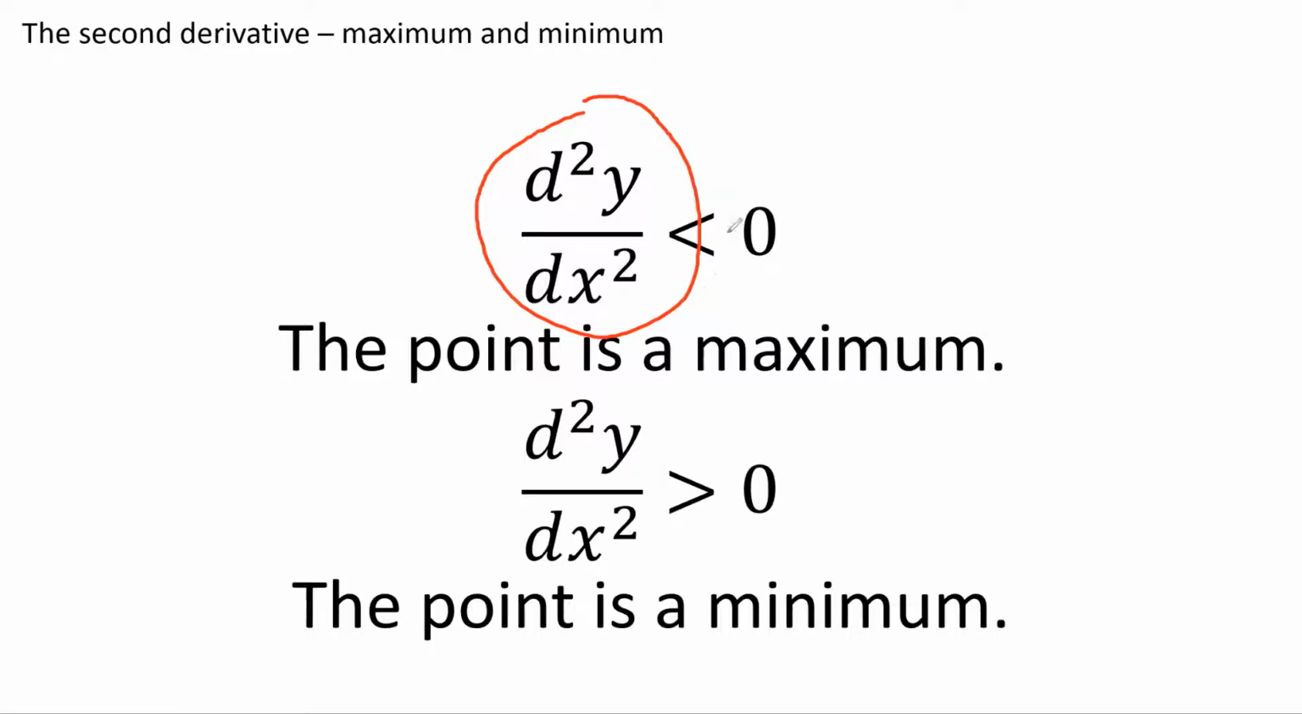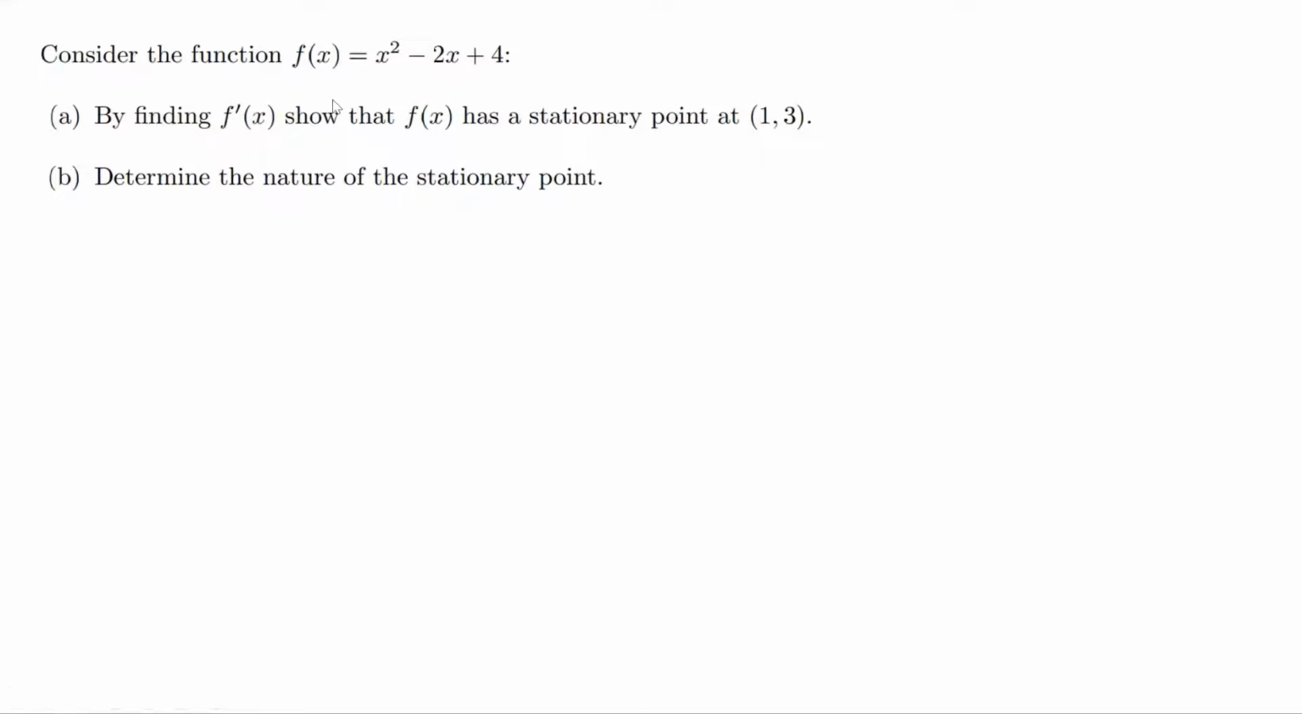And when this is smaller than 0, the point is at a maximum. When the second derivative is bigger than 0, the point is at a minimum. So you need to remember these in order to answer the following questions. So we're going to have a look at this question. It's asking us to consider the function f of x equals x squared minus 2x plus 4.